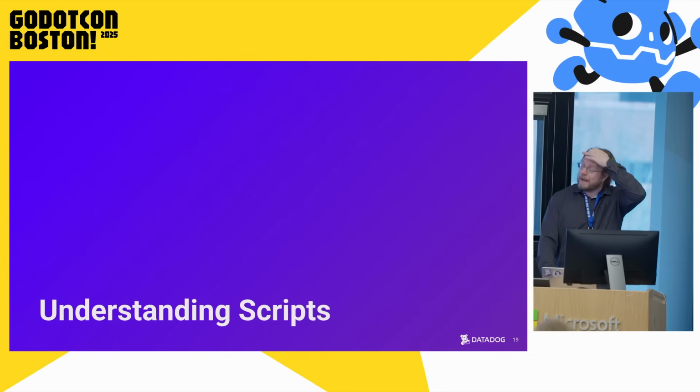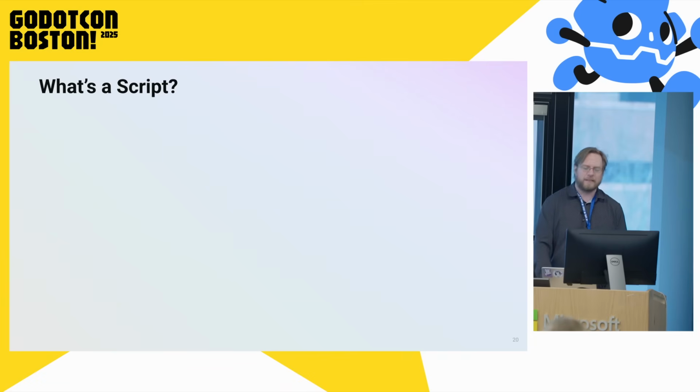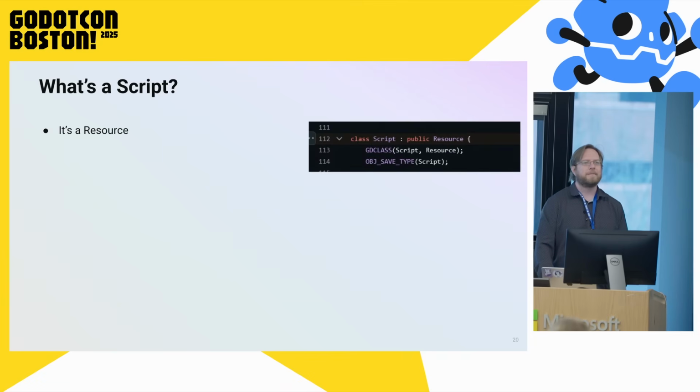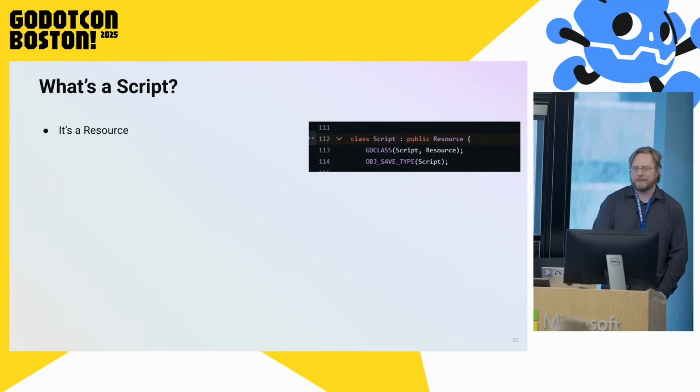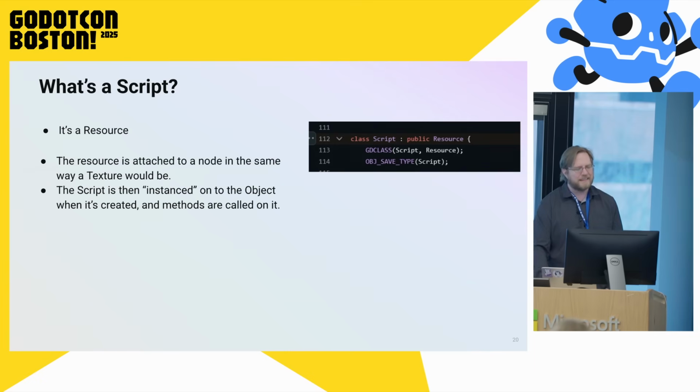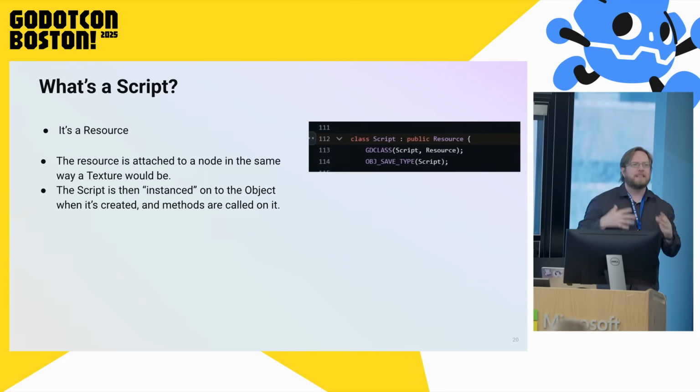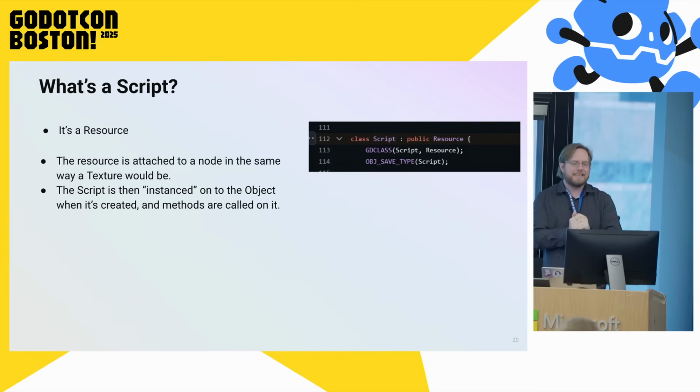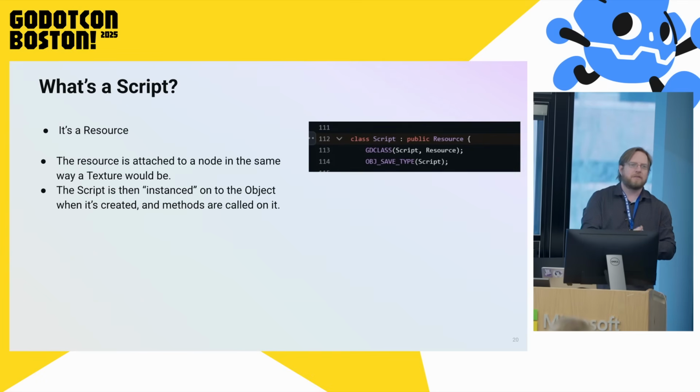So now we get to the point of this talk, which is scripts. What is a script in Godot? It's a resource. See, it says it right there. Script inherits from resource, but what does that mean in practice? It's a file. A resource is attached to a node the same way a texture would be attached to a node. The script is then instanced on an object when it's created, and methods are called on it.